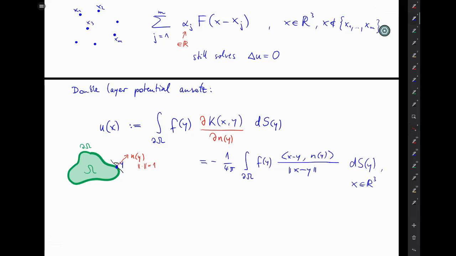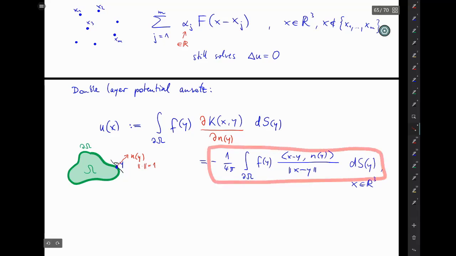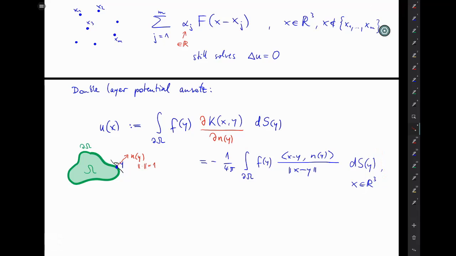Now you can plug in every x from R3, and you would expect me to say that it's not allowed to plug in points from the boundary like we did here, because that's where the singularities sit. In fact, one can make sense out of this integral as a so-called singular integral, even for points on the boundary. So we do not have to exclude them. It's just funny things are happening when you plug in x as a boundary point. We will come to this in a bit.